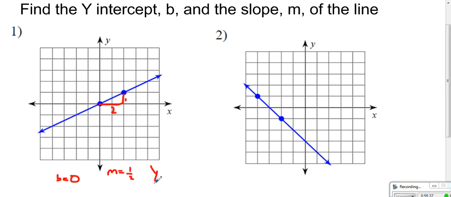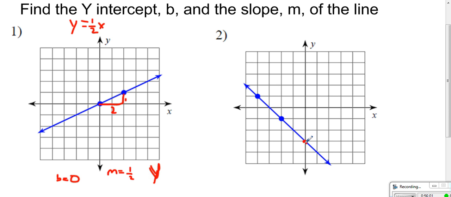It says find the y-intercept, b, and slope of the line. That's it. That's all they want. They don't even want the equation. All right, so that's it. This is called a direct variation. And if they did want the equation, it's y equals a half x. And that's how you write the equation when there is a direct variation that goes through the origin.